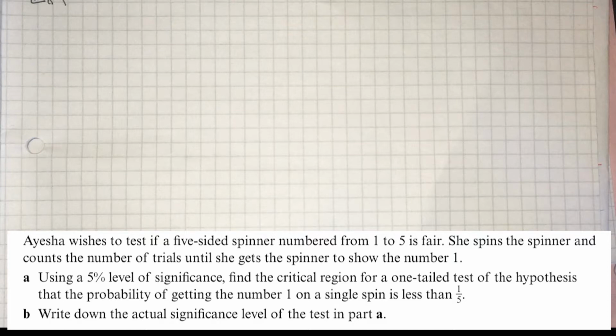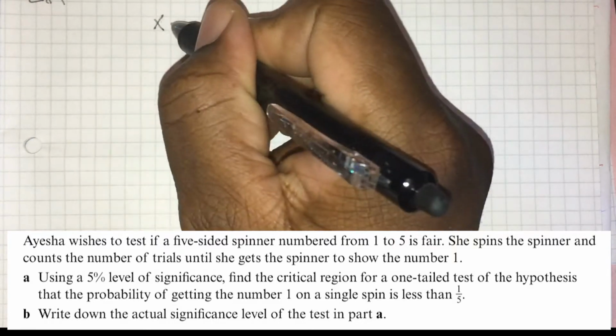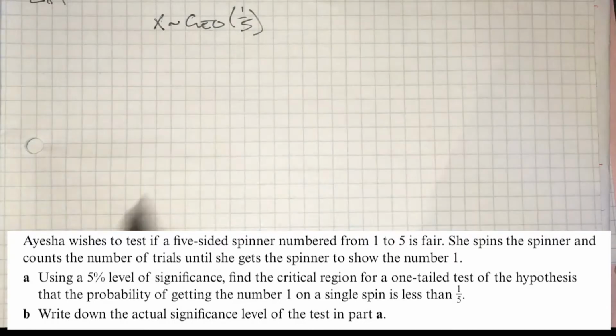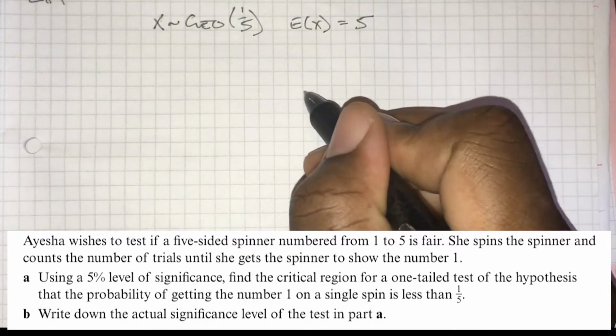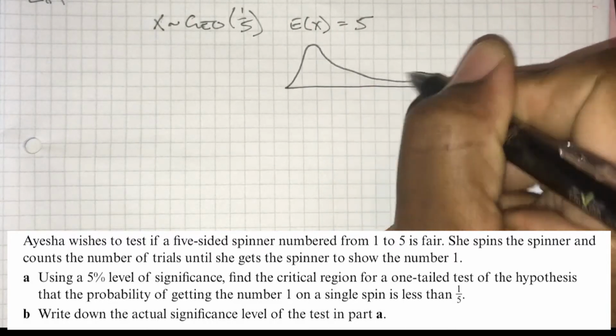So Aisha wishes to test if a five-sided spinner numbered from 1 to 5 is fair. We're going to keep on spinning until we first show the number 1. So geometric distribution, where the probability is 1/5, I would expect 5 spins before I saw the number 1.